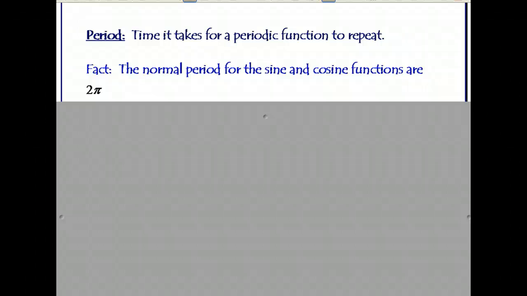All right, this is lesson 4.1, our third and hopefully final video. And we have one last concept here. We talked about the amplitude of sine and cosine graphs in the first video, or second video. And now we're going to talk about the period. The period for a trig function is the time it takes for the function to repeat. And you know already, a sine or cosine graph repeats every 2 pi radians.